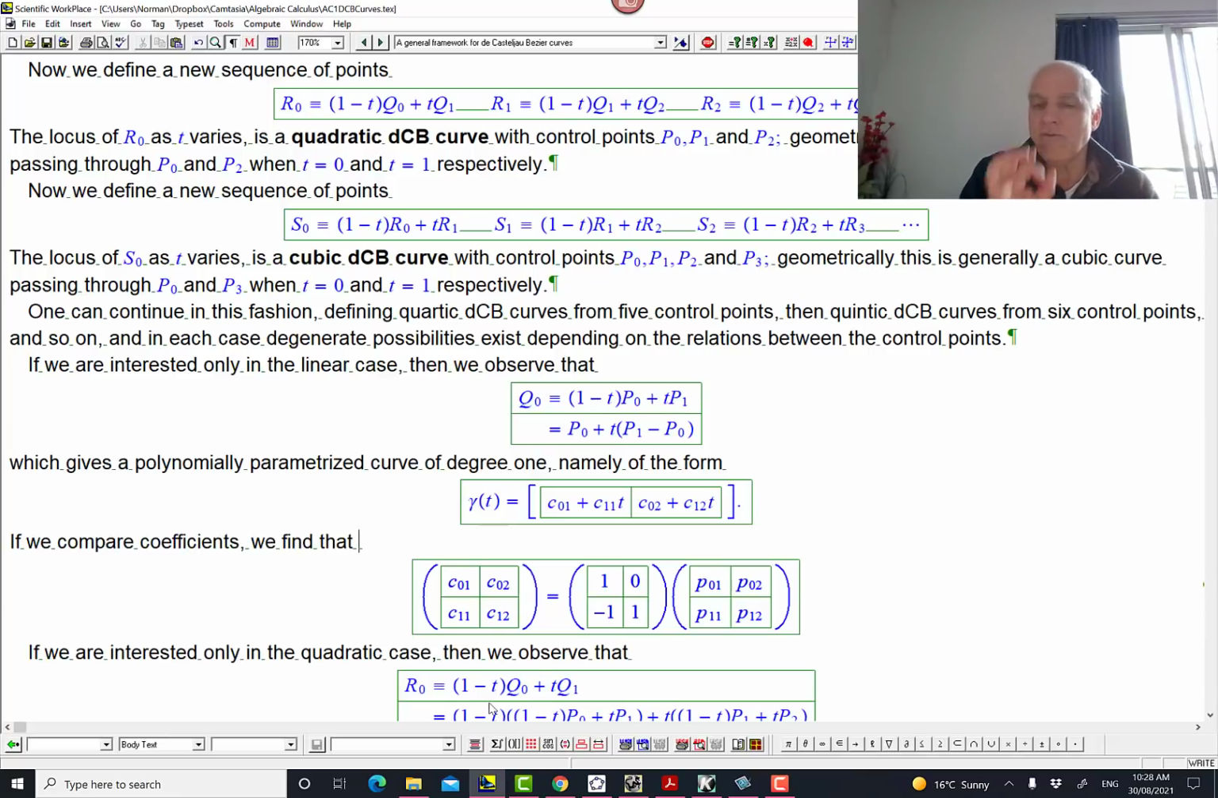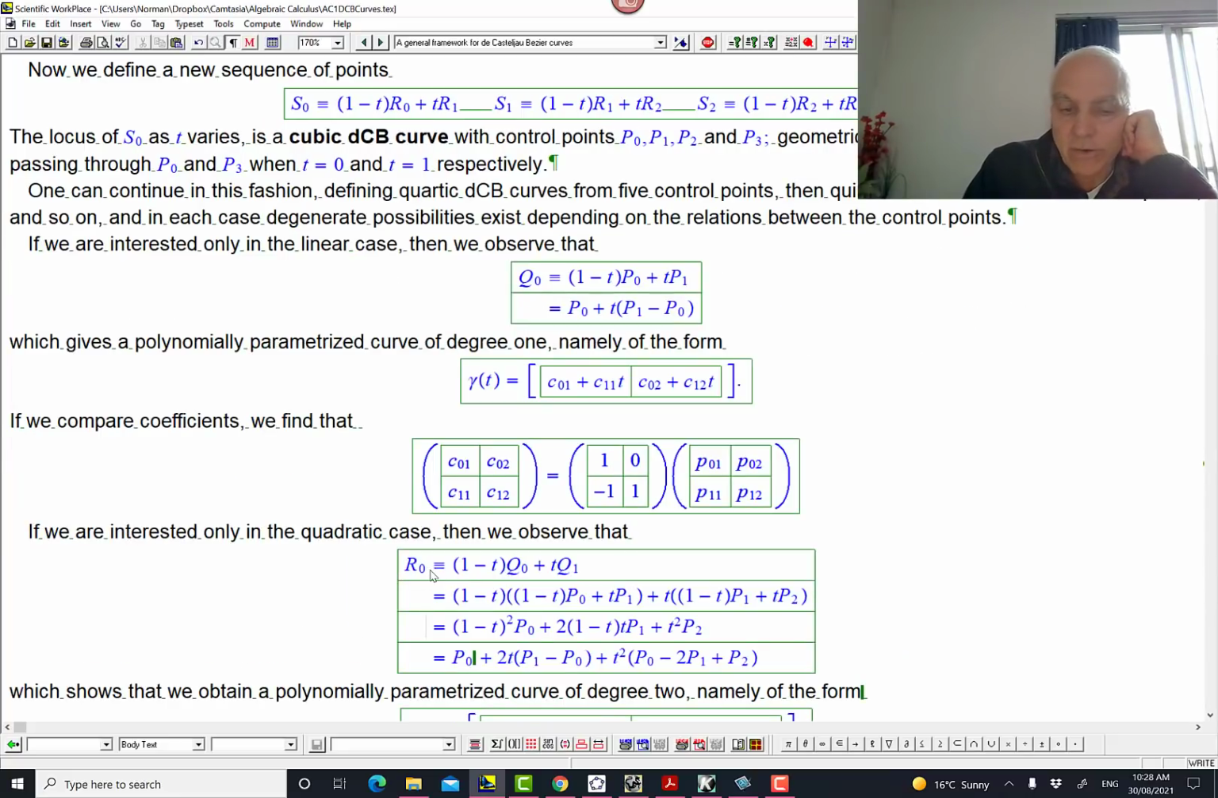Okay, now let's look at the quadratic case. So we're going to do the same thing, but one step up. So in the quadratic case, R0 was 1 minus T Q0 plus T Q1. So now it gets a bit more involved because the Q's themselves were linear combinations of the P's. So here's the expression for Q0. We have to multiply that by 1 minus T. And here's the expression for Q1. We have to multiply that by T. When we expand all of this, we get this expression in terms of P0, P1, and P2. We get a combination of these 3 points with coefficients 1 minus T all squared, 2 times 1 minus T times T, and T squared.